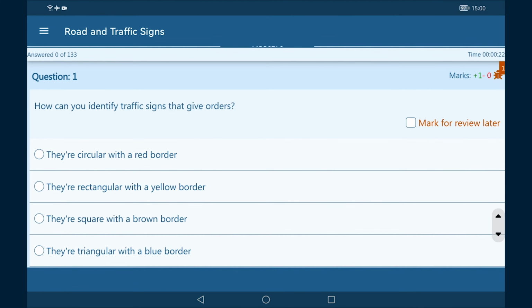Option 1. They're circular with a red border. Option 2. They're rectangular with a yellow border. Option 3. They're square with a brown border. Option 4. They're triangular with a blue border. The correct answer is Option 1, that is, they're circular with a red border.